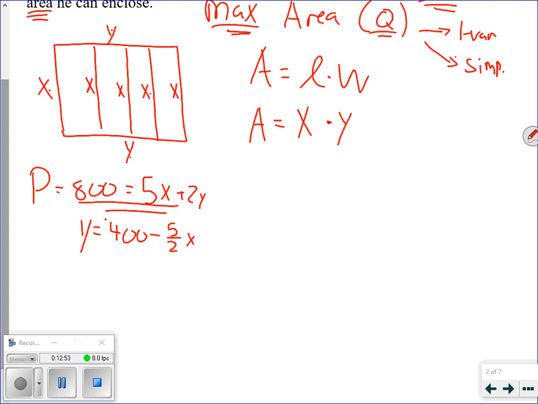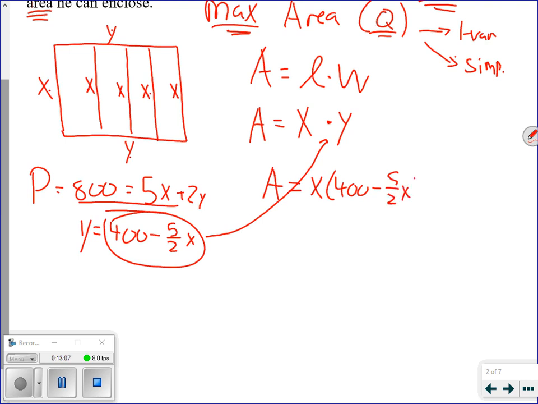Okay, so I'm going to take this and plug it in up here, so I get that area equals x times (400 minus 5/2 x). And boom, right there, we can check off the one variable. Now the idea is to simplify. So area equals, and I think the best way to simplify this would be to just distribute the x, and we get just a nice little quadratic. Okay, so we got one variable, check.